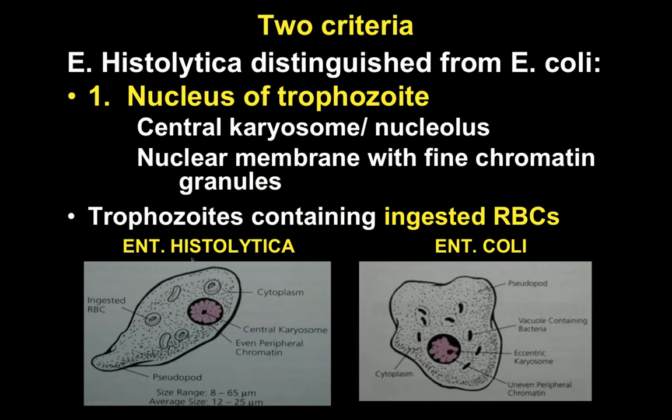Secondly, with Entamoeba histolytica, you see these ingested RBCs, whereas with Entamoeba coli, you see vacuoles containing bacteria and there are no RBCs present here. So this is a very important feature which helps us in distinguishing between the trophozoites of Entamoeba histolytica and coli.